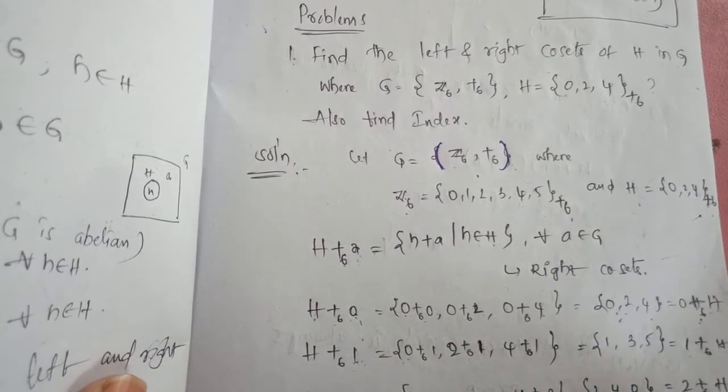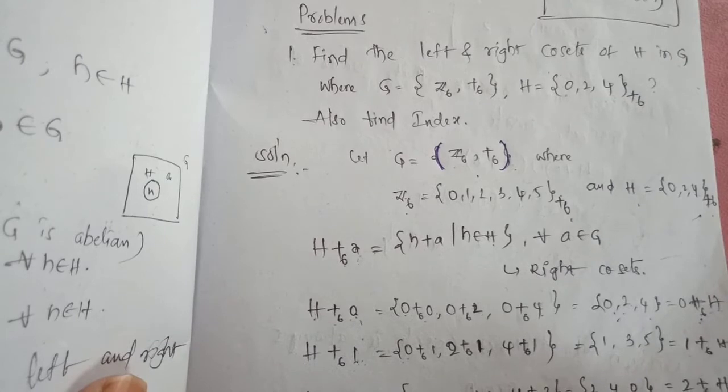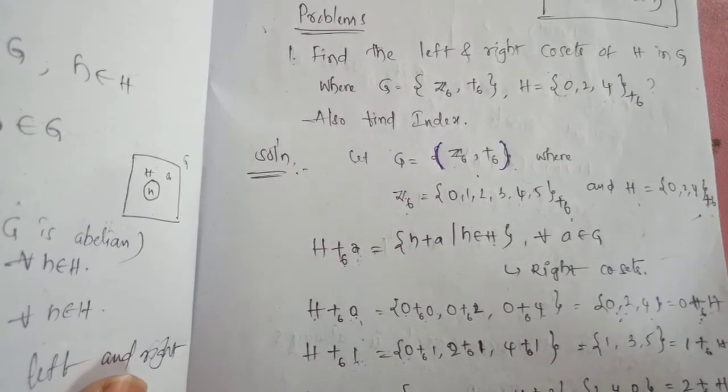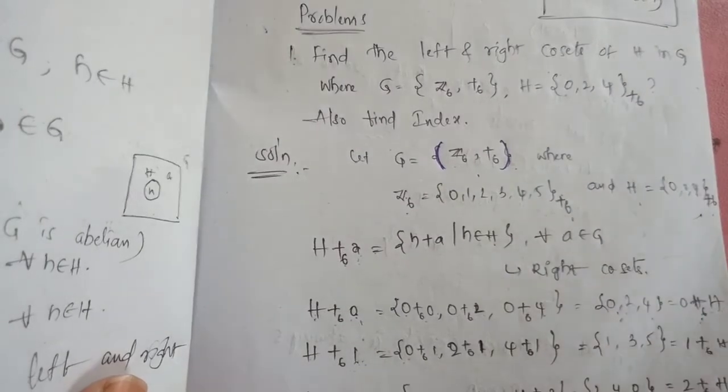Here, 4 plus 2 is 6 in general addition. 6 can be divided by 6, so we get 0. 2 plus 2 addition modulo 6 H also gives the same result.